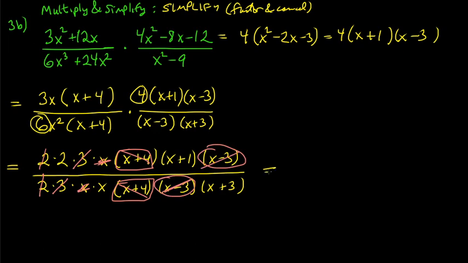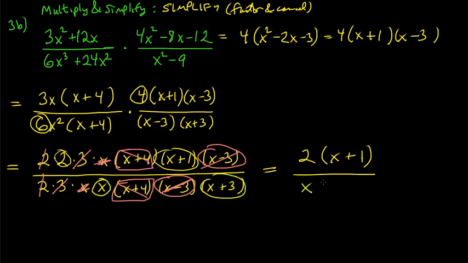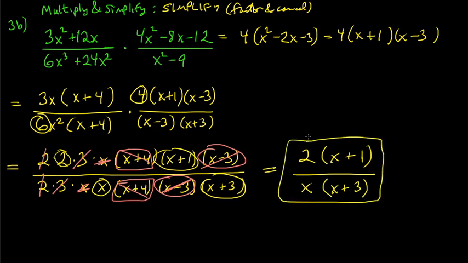Okay, so all that's left in the numerator is, let's see, we have a 2 times x plus 1. And all that's left in the denominator is this x times x plus 3. That's an x. All right. That's it. Nothing else to cancel. So we're done. Right? So that's number 3, part B.